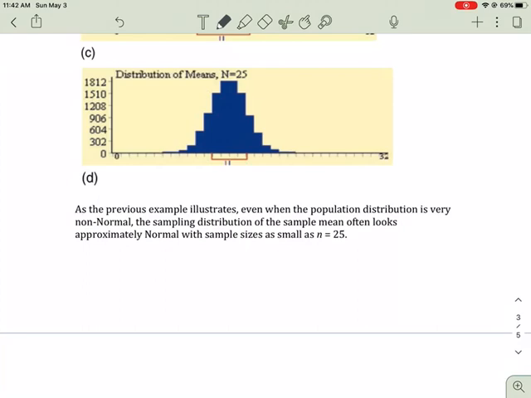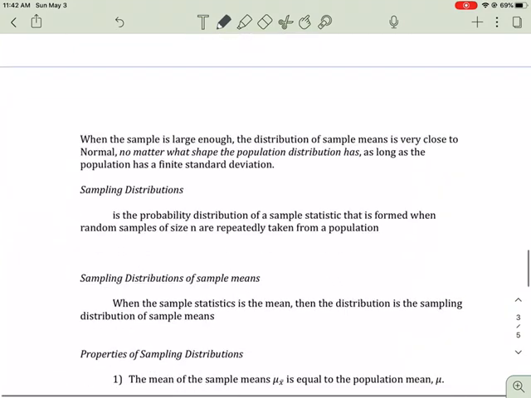Okay, so how big of a sample would be better? How small of a sample do we want to go? Right. So when the sample is large enough, the distribution of sample means is very close to normal, no matter what the original population looked like, as long as the population has, yes, we can find a standard deviation. That is what's defined as the sampling distribution.